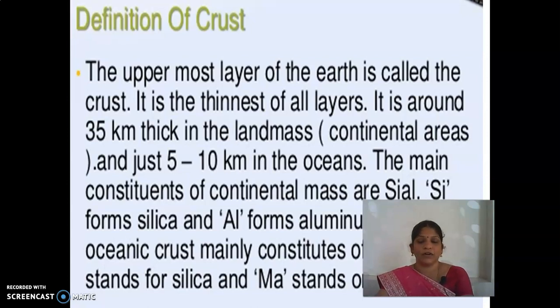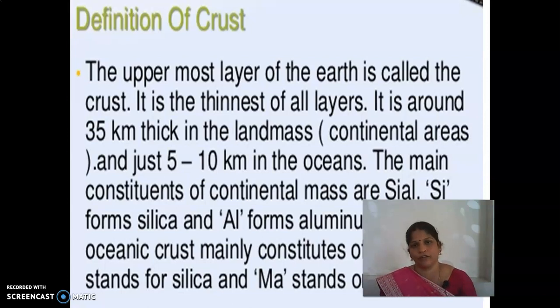See, Si stands for silica and Ma stands for magnesium: Sima. Sial and Sima. Sial means what? That is the continental crust, and Sima means oceanic crust. What is continental and oceanic crust?